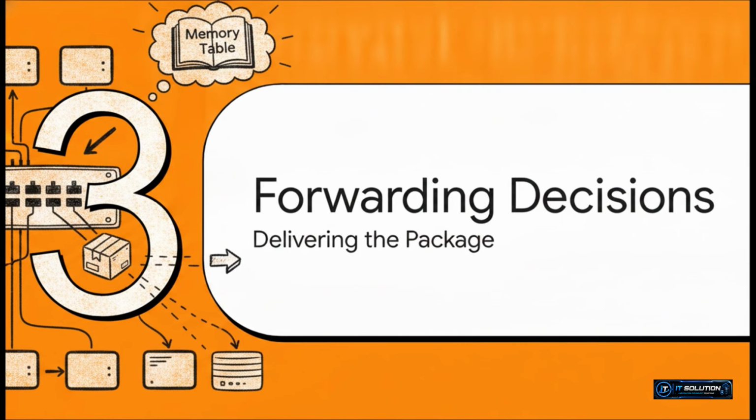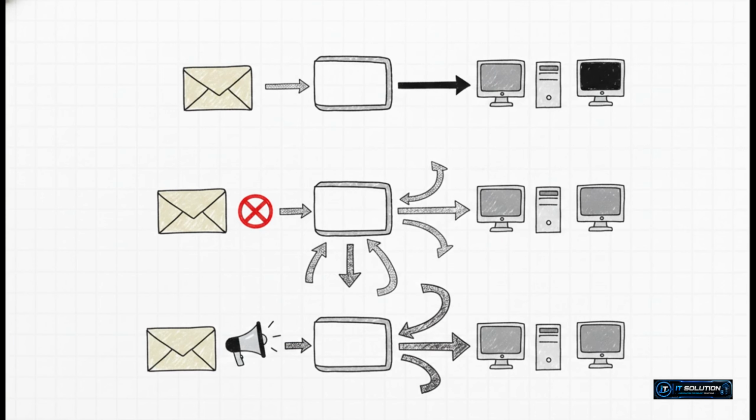Okay, Section 3, making the forwarding decision or actually delivering the package. So, once that memory table is populated, it's time to actually make the forwarding decision. Let's break down the logic here because it's absolutely crucial. If the destination MAC address is already in the table, we call that a known unicast. The switch just makes a direct point-to-point delivery out of that specific port. Simple, right? But what if the address isn't in the table yet?